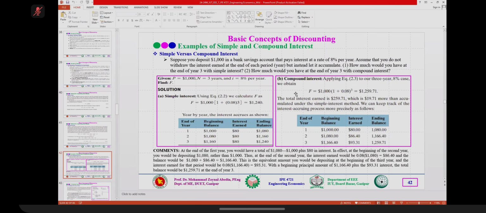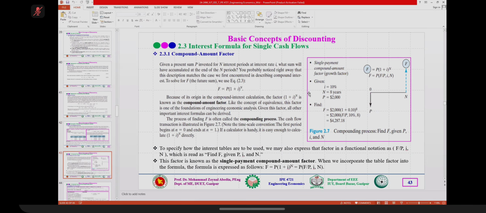Okay, I think you get the point. Now the interest formula for single cash flows, the compound amount factor. Okay, let's see. Given a present sum P, previously we also talked about P as the deposited money, the principal, the present value, invested for n interest periods at the interest rate i, what sum will have accumulated at the end of the n periods?